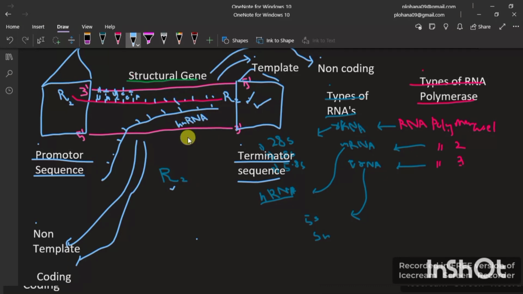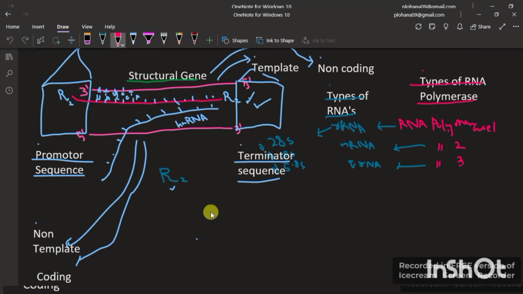Now we know that hRNA has to be modified for converting this into mRNA, into messenger RNA. So now we are going towards the processes which are involved in converting this hRNA into mRNA. Now I'm just going to erase this little bit so that I can write here. So first of all, how many processes are involved in converting this hRNA into mRNA?